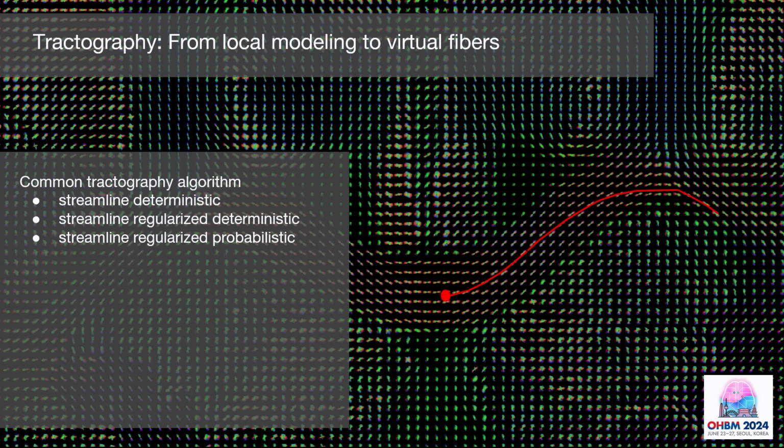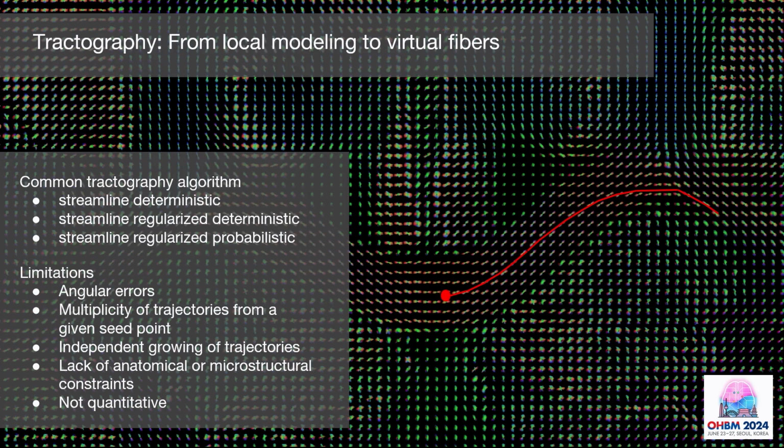The main asset of this tractography is its speed of execution. You can generate a whole tractogram in a few minutes on millimeter scale datasets. It, however, suffers from angular error due to the low SNR that we have in diffusion MRI and from the multiplicity of fibers that we can get from a given point. Furthermore, we can say that the growth of the fibers is kind of blind, since each fiber is found independently.